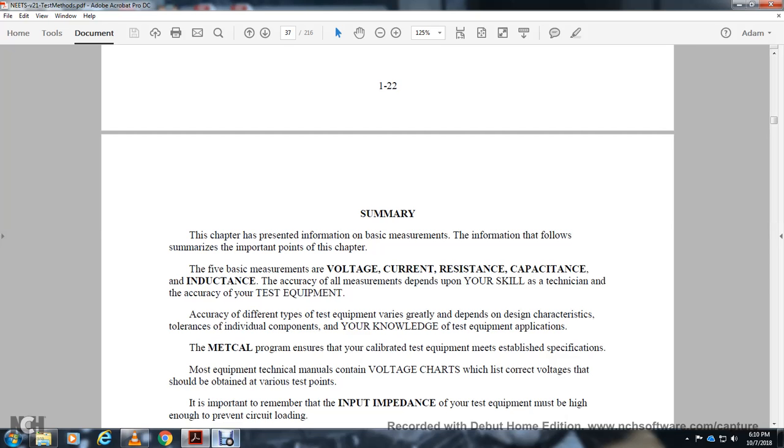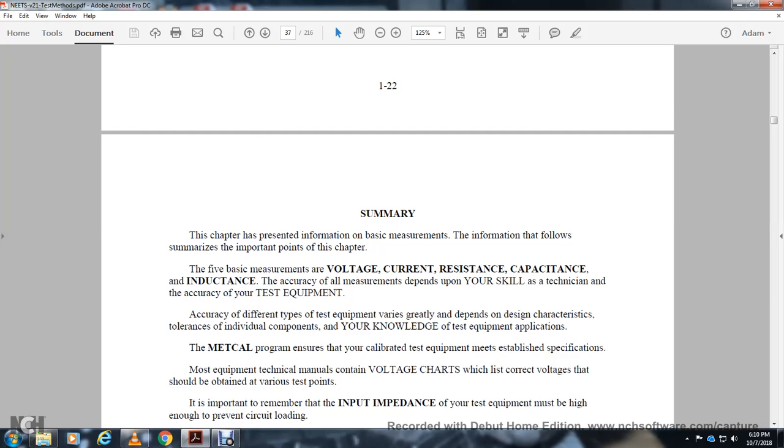For the different type of the test equipment vary with the greatly depends on the design, with the character of the talents, with the individual component, with your knowledge of the test equipment application. For the Met-Cal program, and ensure the calibrated the test equipment to meet for the established specification. Most of the equipment, the technical manual conveying the voltage chart that are listed for the current rack voltage that should be attained by the various tests.